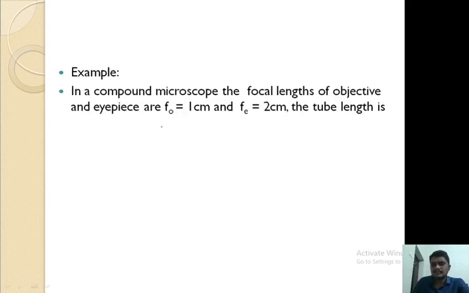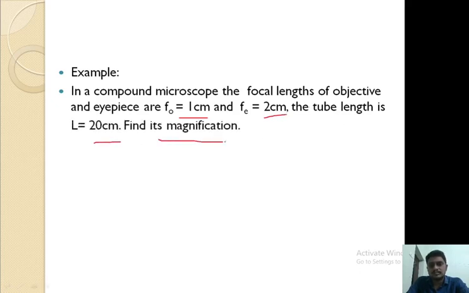Let us take an example. I want to know the amount of magnification produced by a compound microscope. Let us take a compound microscope. The focal length of the objective is 1 centimeter, the focal length of the eyepiece is 2 centimeter, and the tube length L is equal to 20 centimeter. Now we have to find its magnification.